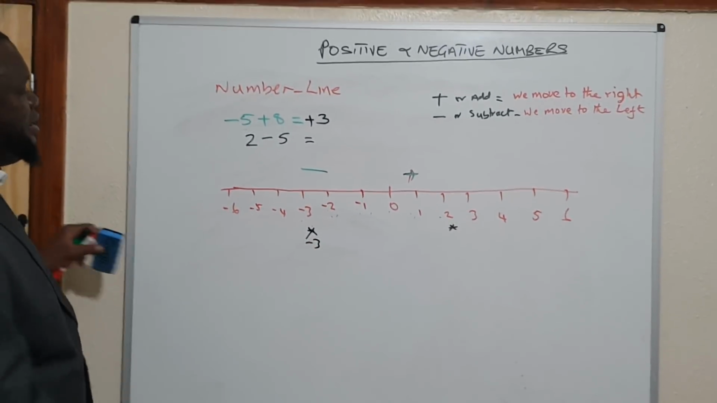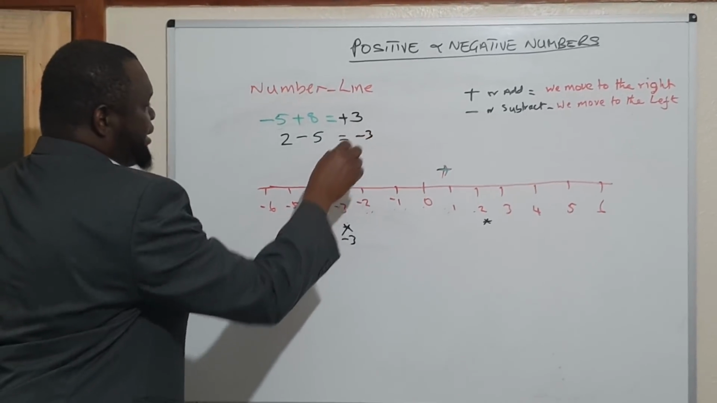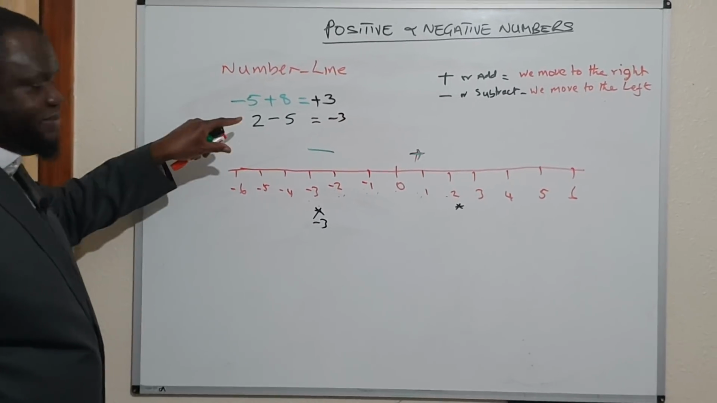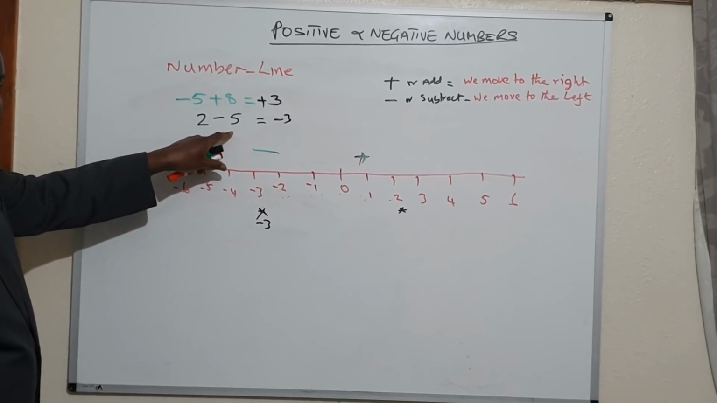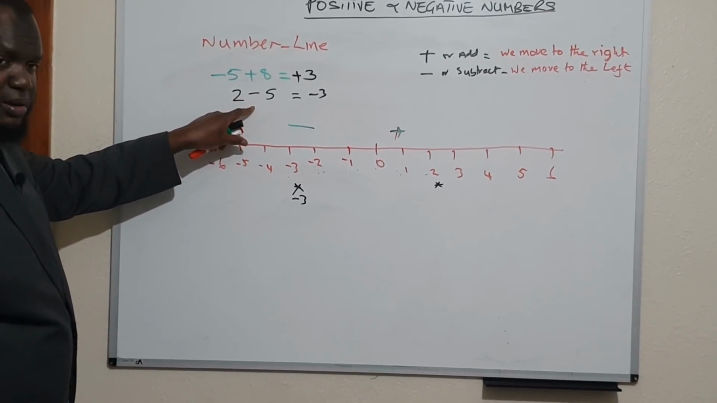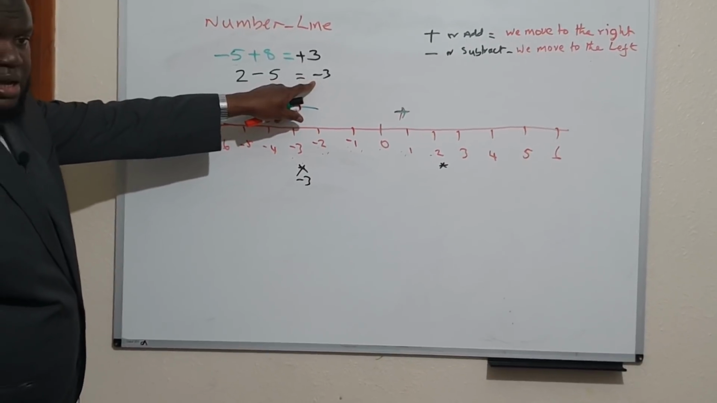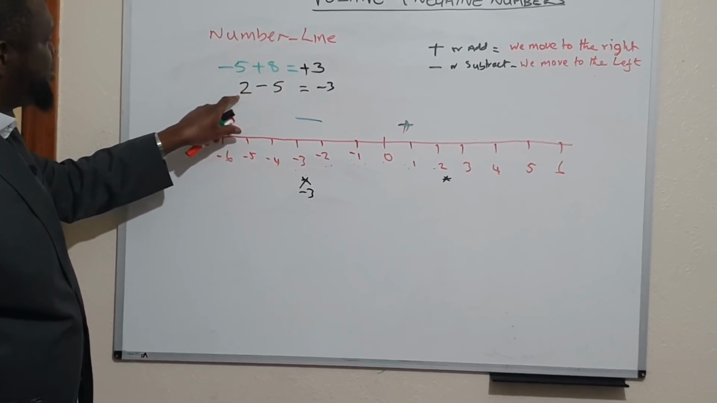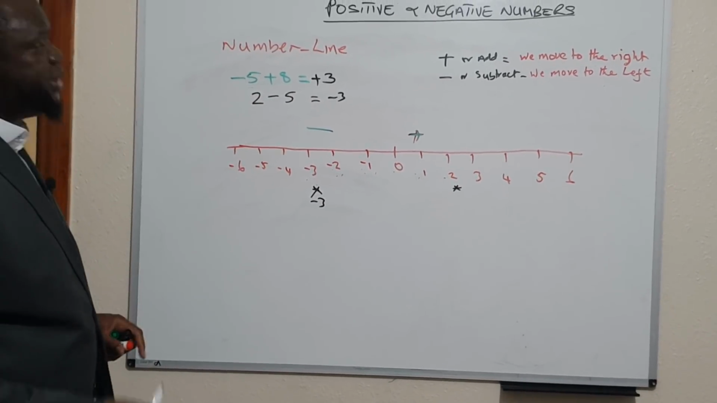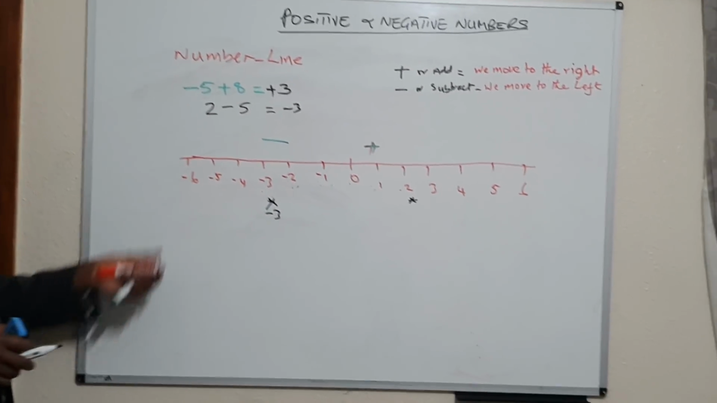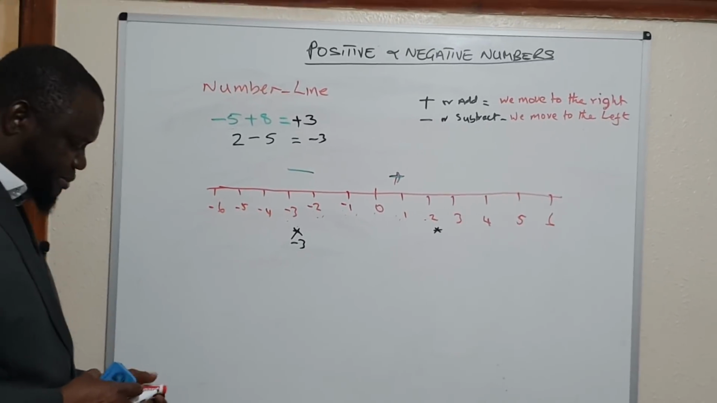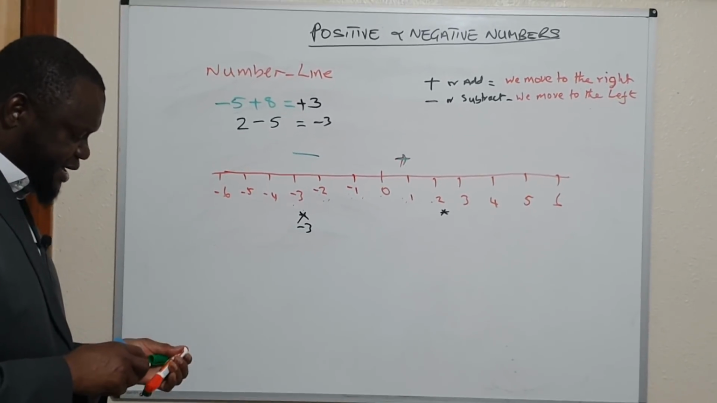Now when we apply our first principle, sign of the bigger number, the sign of the bigger number is 5. The sign of 5 is minus. So our answer must be in minus. And we subtract 5 minus 2 is equal to 3. So your answer is minus 3. So which one is easier, number line or sign of the bigger number? Sign of the bigger number is easier.